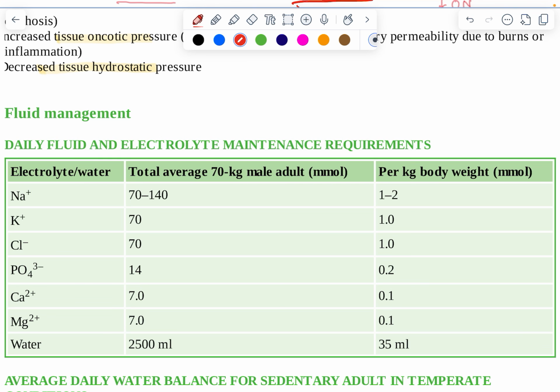So, fluid requirements: daily sodium and potassium. The average sodium required is 70 to 140 millimoles, which is 1 to 2 millimoles per kg, and potassium is around 1. This is 70, this is 140. Chloride is again equal to potassium. Phosphate is around 0.2, you can see 0.1. Calcium and magnesium are 0.1, 0.1. And 1 is potassium, 1 to 2 is sodium.